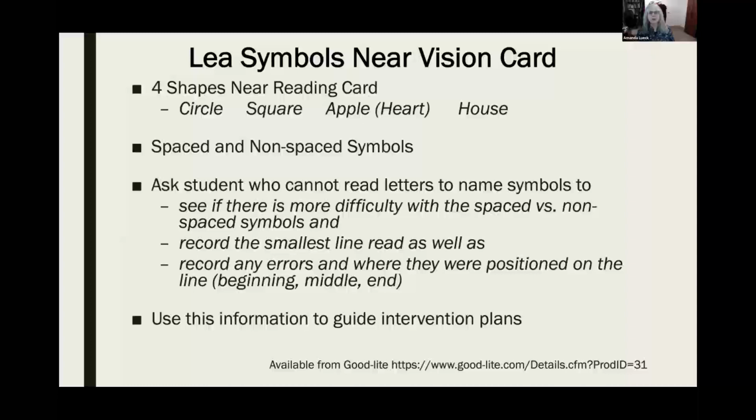Another Lea Hyvärinen test is the symbol card. And this has 4 shapes on it: a circle, a square, an apple that can also be called a heart, and a house. And it has spaced symbols on one side and non-spaced symbols on the other side.